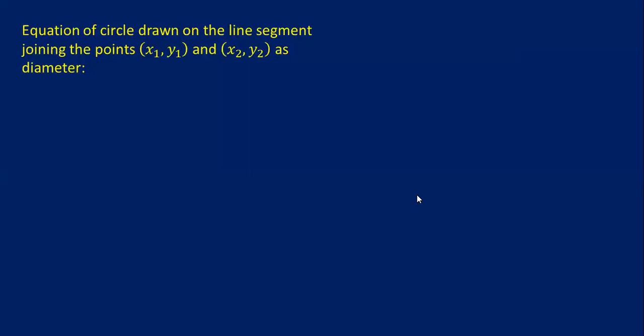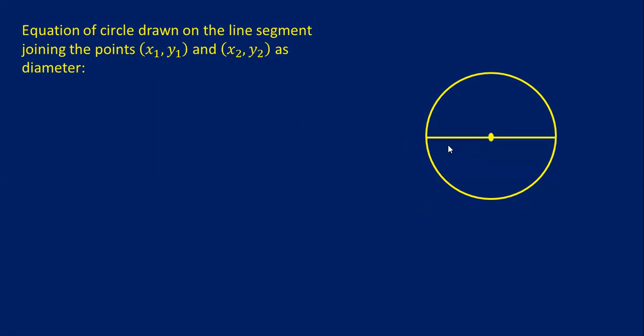Okay, viewers, today we'll see the equation of a circle drawn on the line segment joining the points (x1, y1) and (x2, y2) as a diameter. Now let's see the figure. This is the figure of the circle. This is the center. Now this is the diameter. The points are A (x1, y1) and B (x2, y2).